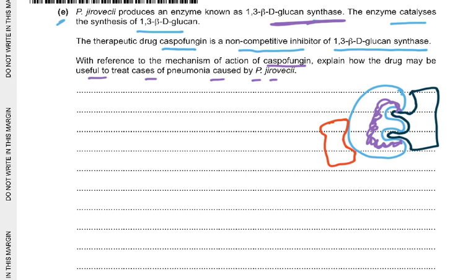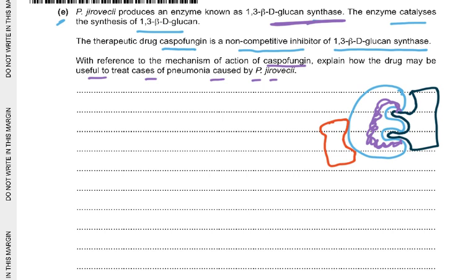Substrate cannot bind to the active site. So no products will be synthesized, because if the substrate does not fit, no products will be made. The cell wall will be weakened, and lysis of the P. jirovecii, or the fungus, will take place. So bursting, or you can say cytolysis, and this will of course reduce or prevent the growth; population growth will decrease.